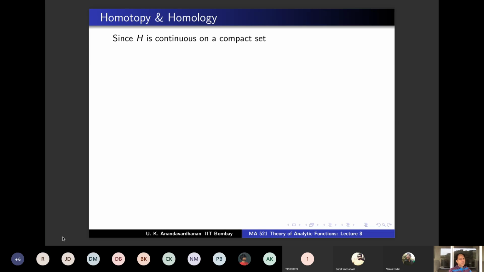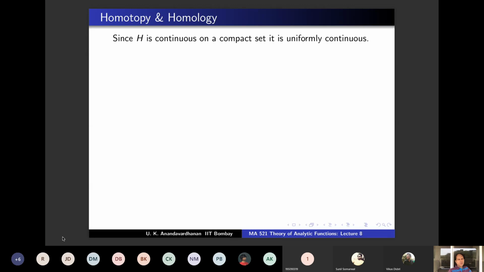First observation, H is continuous, right? H is continuous from where to where? From the unit square, compact 0, 1 cross compact 0, 1, to omega. And it's continuous, and this unit square is a compact set, therefore it is uniformly continuous. Okay, so what is uniformly continuous? For every epsilon, I have a delta such that something implies this thing, but the delta does not depend on the points. Whenever mod x minus y is less than delta, mod fx minus fy is less than epsilon. The same delta works throughout the set.